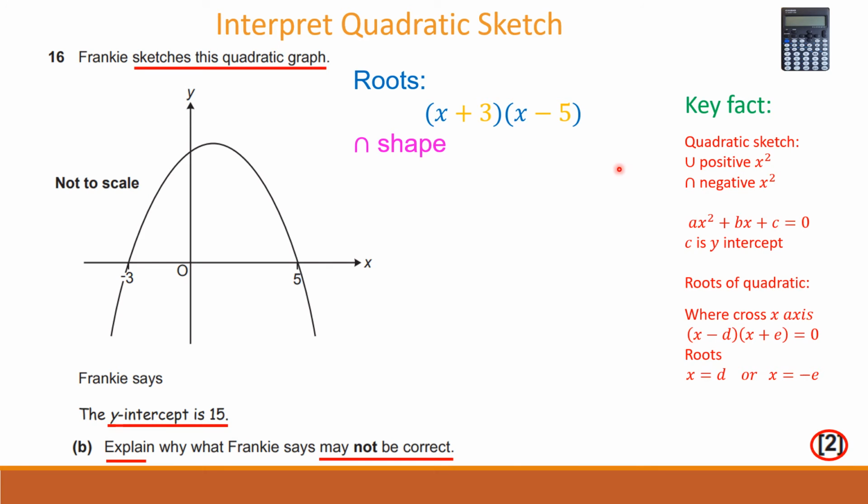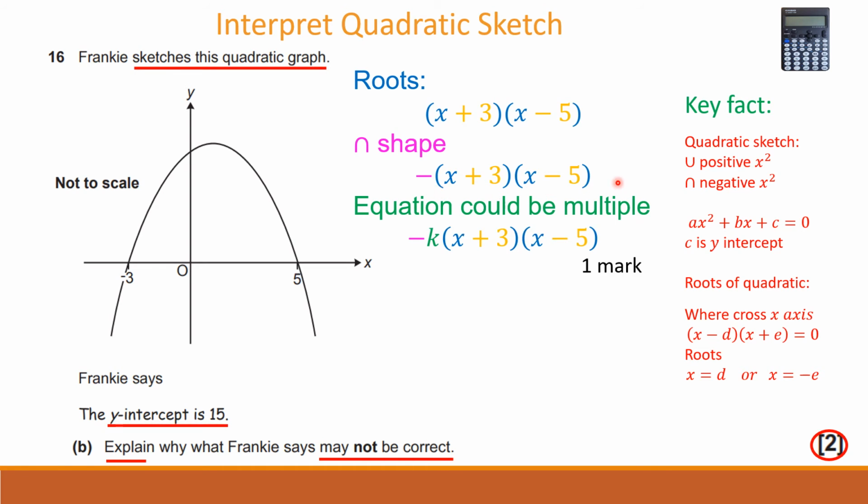Remember, the shape means we have got a negative at the front. Now in my last video, we looked at multiplying the negative by the 3 times the -5, which gave me plus 15. But we've got to work out why it might not be 15 this time. So we don't know exactly the equation of this curve. There could be a missing value at the front, so it could be a multiple of this equation.